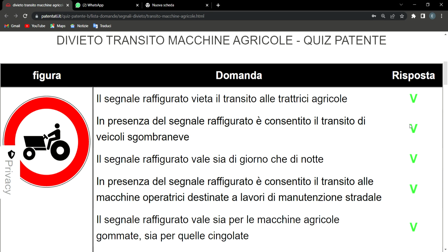So for some time now, if you take time to watch our previous video, you will see that we have been talking about the various signs of divieto di transito. We considered the divieto di transito a pedoni, the divieto di transito a ciclisti, and a host of others.